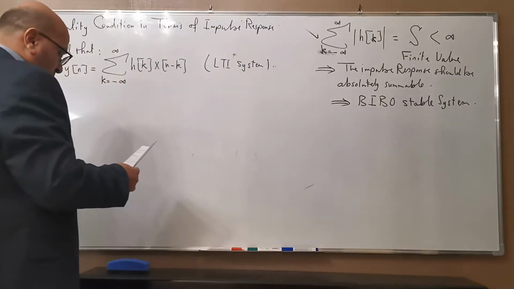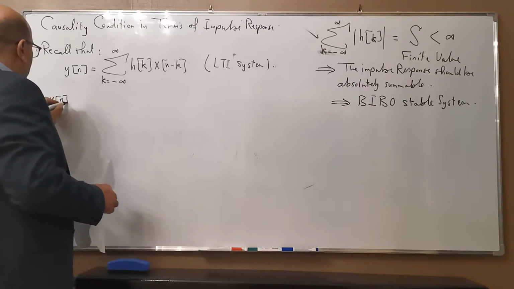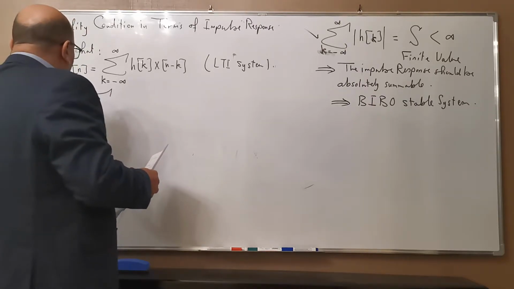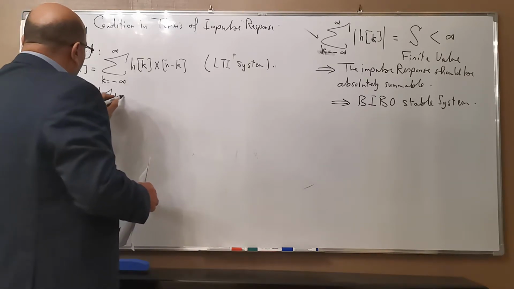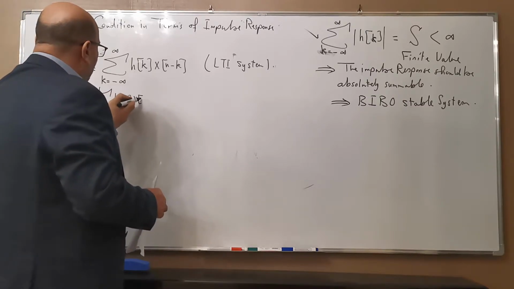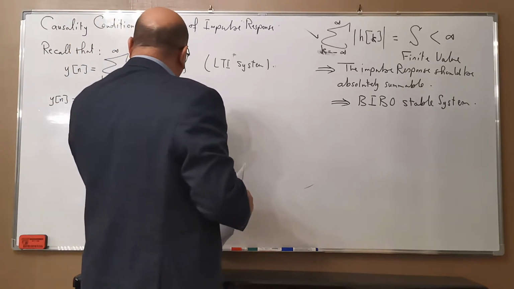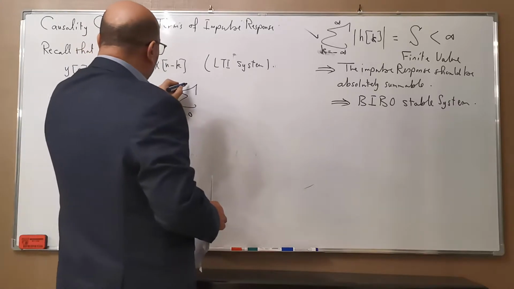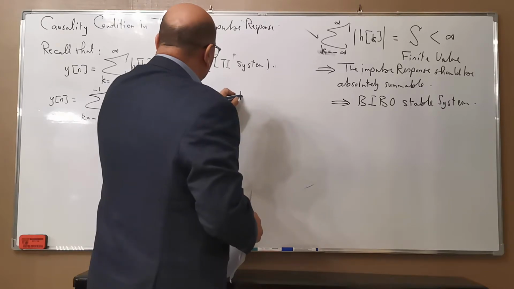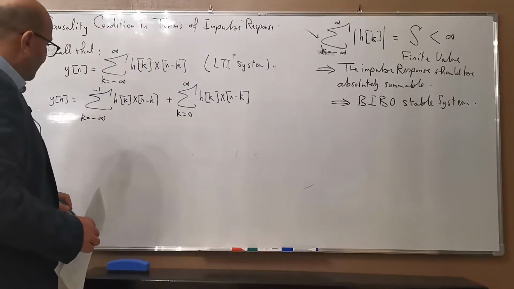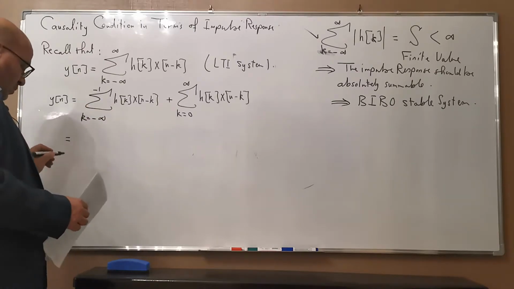Okay. Now, I'm going to divide this y of n into two parts. The first part is the summation from k equals minus infinity up to minus 1, h of k, x of n minus k. And the second part is the summation from k equals 0 up to infinity, h of k, x of n minus k. So we have two summations. And now I'm gonna take the elements inside the summation and see what will happen.